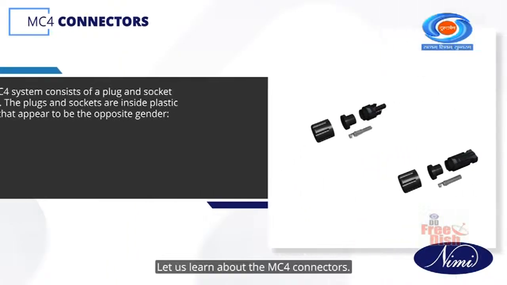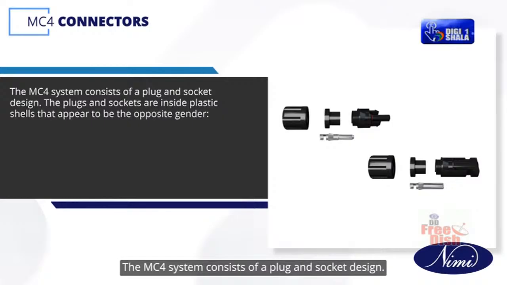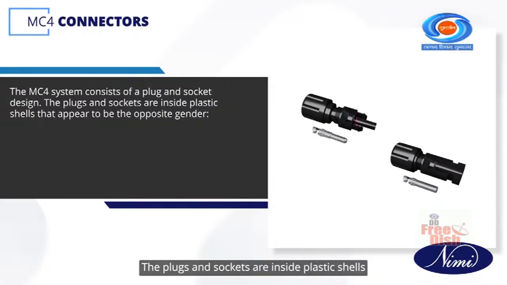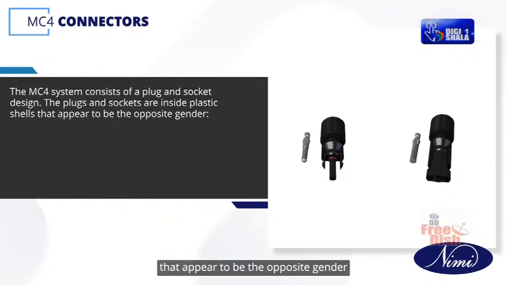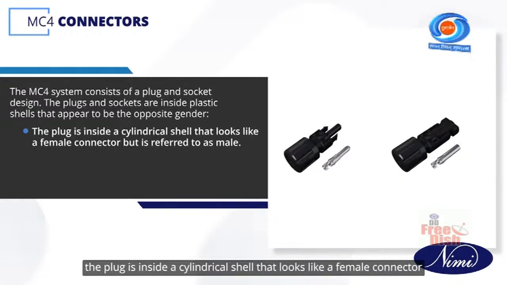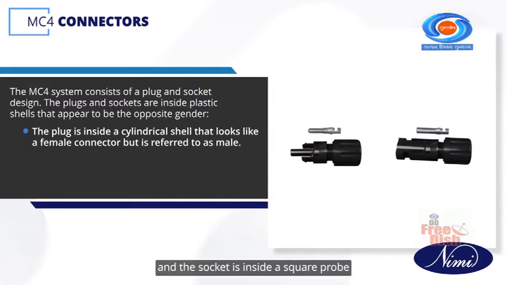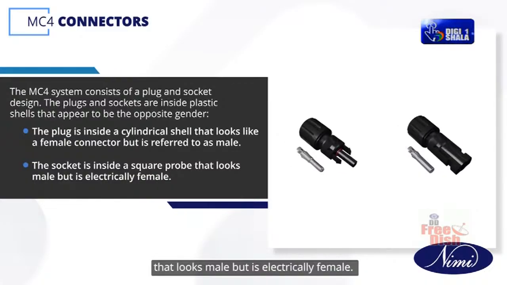Let us learn about the MC4 connectors. The MC4 system consists of a plug and socket design. The plugs and sockets are inside plastic shells that appear to be of the opposite gender. The plug is inside a cylindrical shell that looks like a female connector but is referred to as male, and the socket is inside a square probe that looks male but is electrically female.